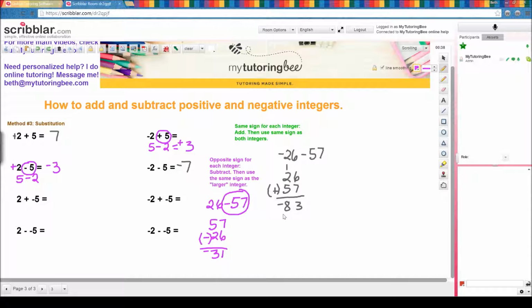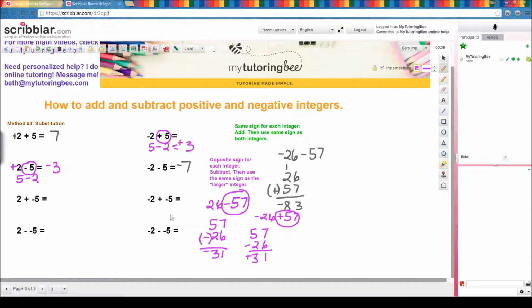And I'll show you the other way too. What if I start with a negative 26 and a positive 57? Whoops, positive 57. There we go. I'm going to do the same thing. I'm just going to start with 57 minus 26 because I want the difference. So again, it's going to give me 31. However, now my answer is weighted more towards the positive side, so my answer is going to be a positive 31. So that works for when you have opposite signs.